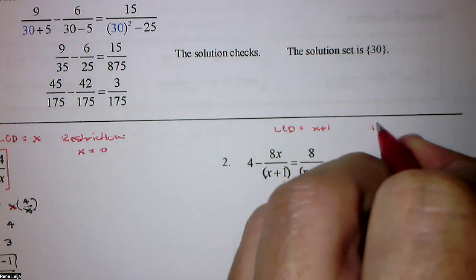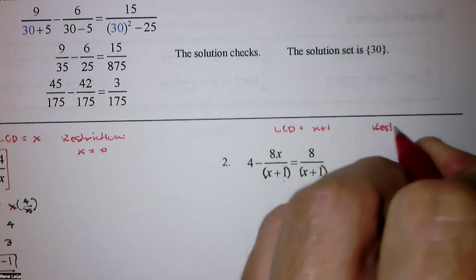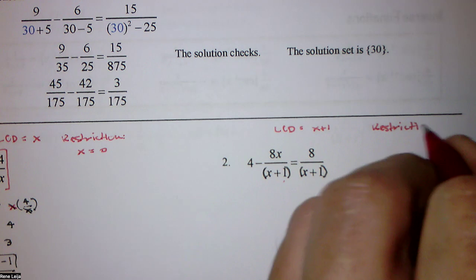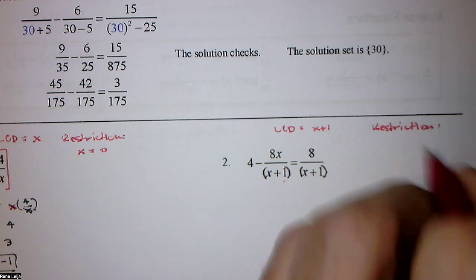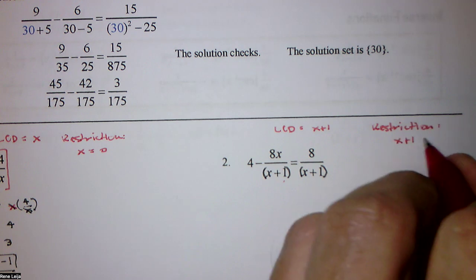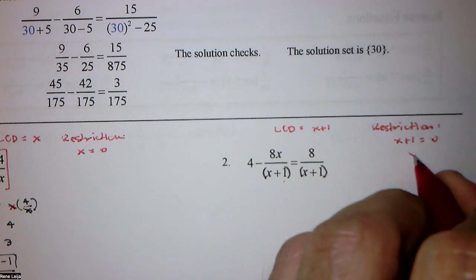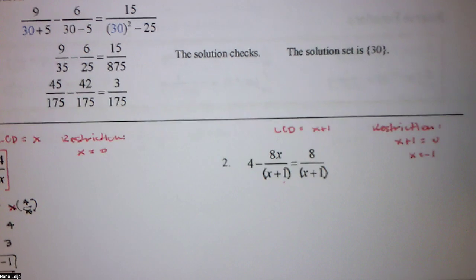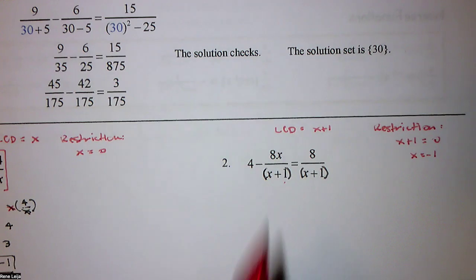Okay, so now we find our restriction. Since it's just one term, we're only going to have one value that's restricted. So we're going to set the x plus 1 equal to 0. And we get that x is -1. That is my restriction. So when I solve this, if I end up with a -1 as an answer, I have to throw it away. So let's see what's going to happen here.